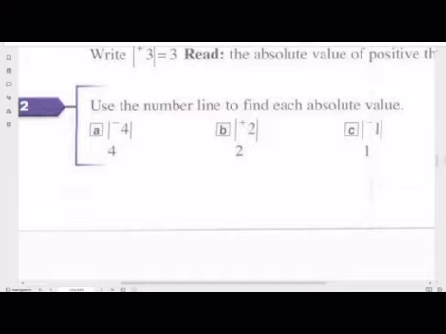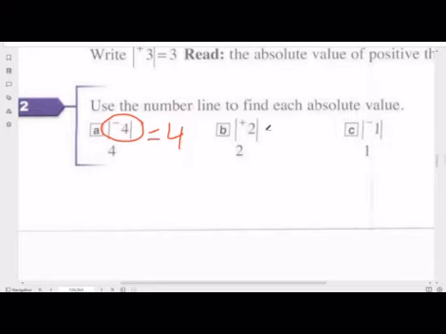So use the number line to find each absolute value. First one, A, the absolute value of negative 4. How to read it is very important. Don't say negative 4. Don't say the opposite of negative 4. It's not like that. We have to say the absolute value. These two lines mean the absolute value. So the absolute value of negative 4 is 4, because the distance from negative 4 to 0 is how many units? 4 units.